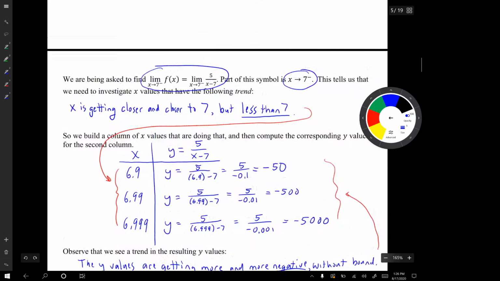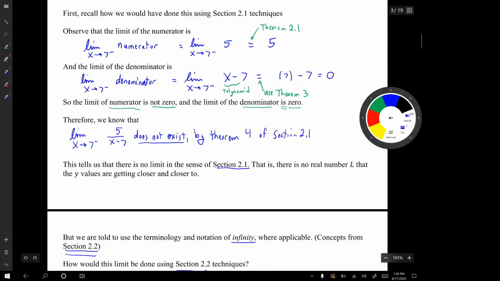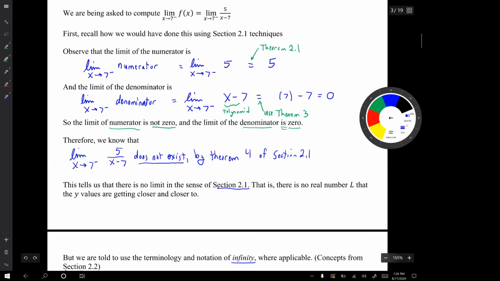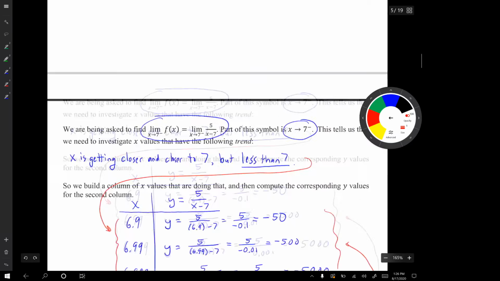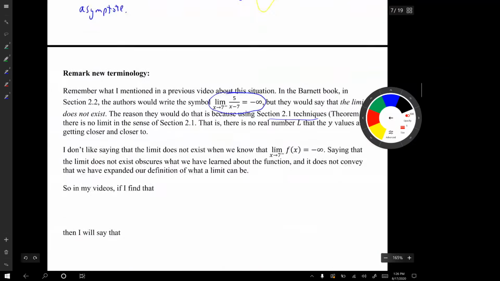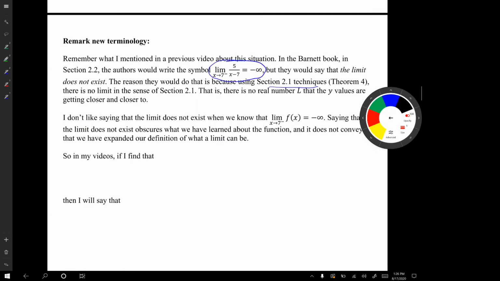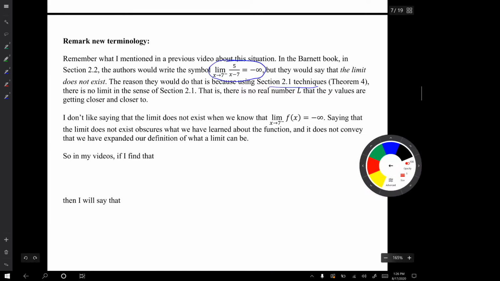Remember that a couple of pages ago. Using section 2.1 techniques, we found that the limit does not exist in the sense of section 2.1. So that's why the authors say that the limit does not exist. The limit does not exist in the sense of section 2.1. That is, there is no real number L that the y values are getting closer and closer to.